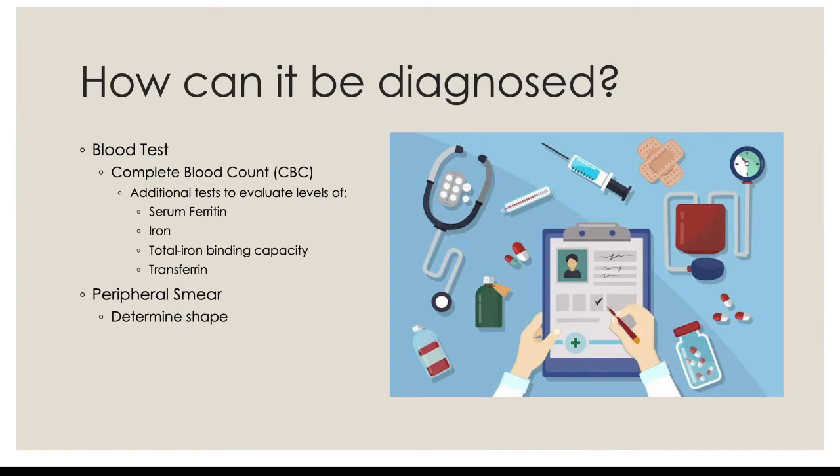Iron deficiency anemia can be mainly diagnosed through a blood test. The main test will be a complete blood count, but just to be sure, serum ferritin, iron, total iron binding capacity, and transferrin will also be evaluated. A secondary way of diagnosing iron deficiency anemia is through a peripheral smear, which determines shape.